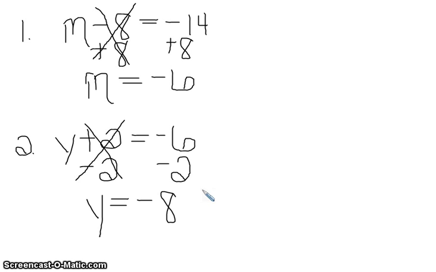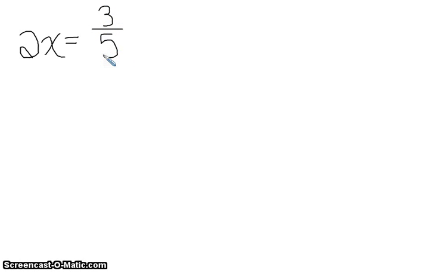But we're going to move on to multiplication and division now. So for multiplication and division, we're going to do our first problem here. 2x equals 3/5. So throw a fraction in there on this one.